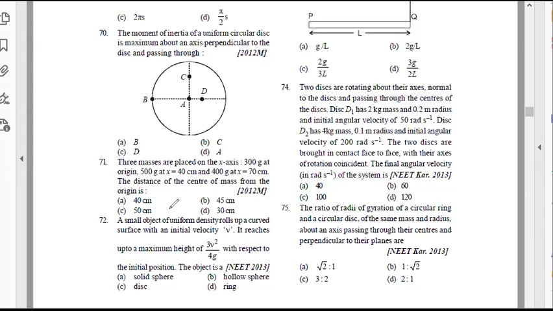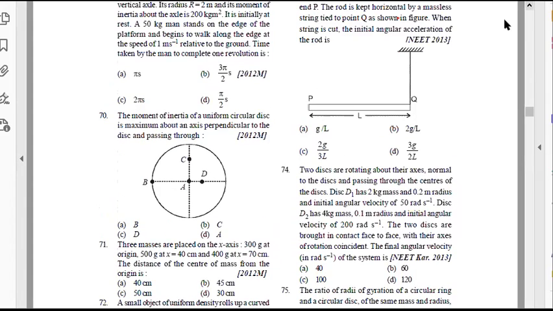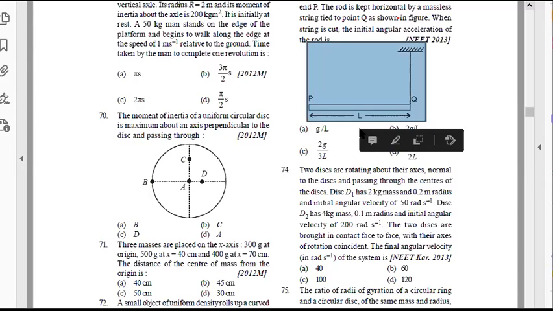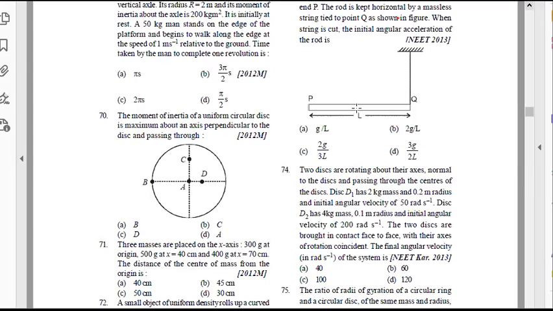Yes, very good. So the answer is C, disk. Okay, same thing you have to do, right? Now 73. I hope all of you can do 73. We have just done the same question. mg/2 is acting here, and that should be equal to I alpha. Exactly the same question.